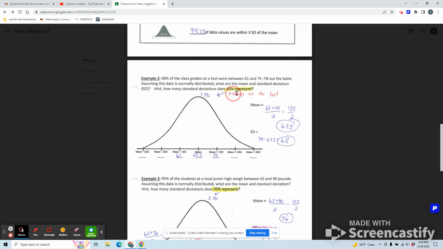So just like I said here, always use the hints. Your teacher gives you a hint for a reason. I give you a hint for a reason. Use it. So first we got to find the mean. Well, take our two numbers, add them up, divide by 2. Our mean is 67.5, and right there where it says mean, put 67.5. Standard deviation.